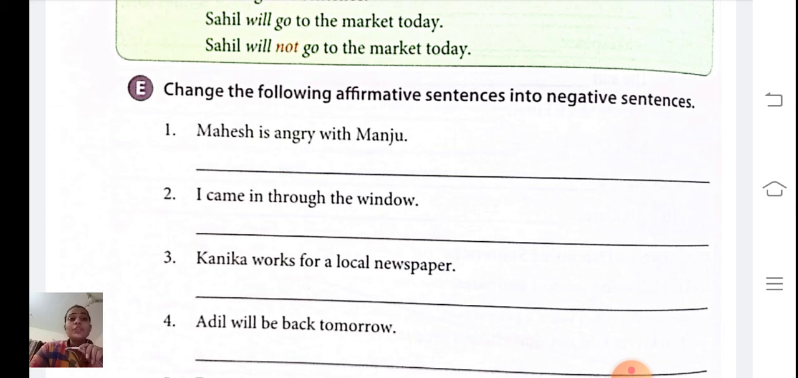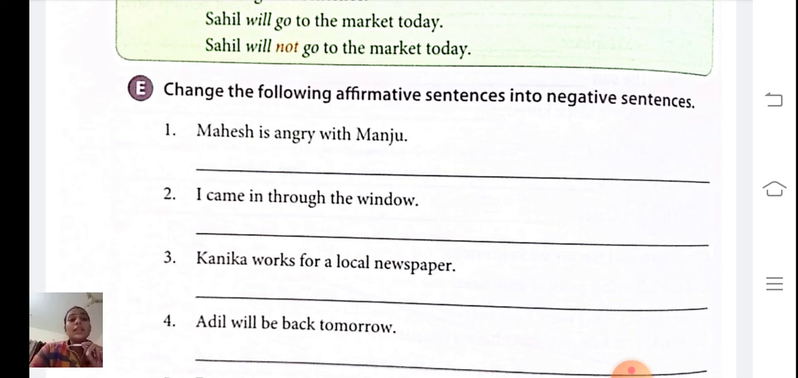Second one. I came in through the window. I came. It is the second form of the verb. So, it is a past tense sentence. So, what do we have to do? We have to use did here because it is a past tense sentence. I did not, came becomes come, C-O-M-E, come. I did not come in through the window.